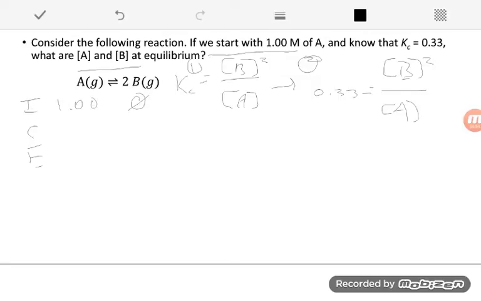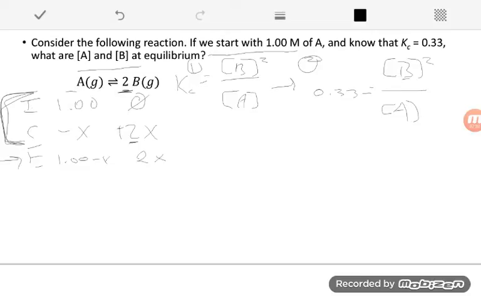So change again. I say, well, I'm going to use up some A, so I'll subtract x. I'm going to make some B, and for every 1 of A, there's 2 B's, so I'm going to put 2x there. So we always plug that coefficient in with our x. And now we just have to fill in these equilibrium rows by adding these together. So 1 minus x just gives me 1 minus x for A. 0 plus 2x gives me 2x for B. So again, I just took these 2 rows and added them together to give me my equilibrium row.